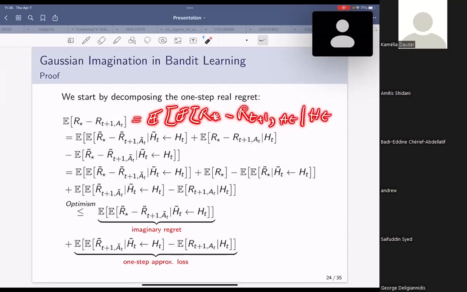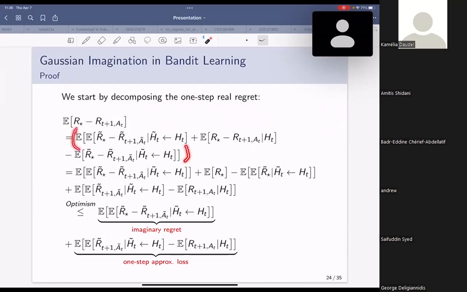One given and then the expectation over HT. So this is basically what we've done in the second term. We also added and subtracted this term. And if we just rearrange the terms, we get to this ordering.